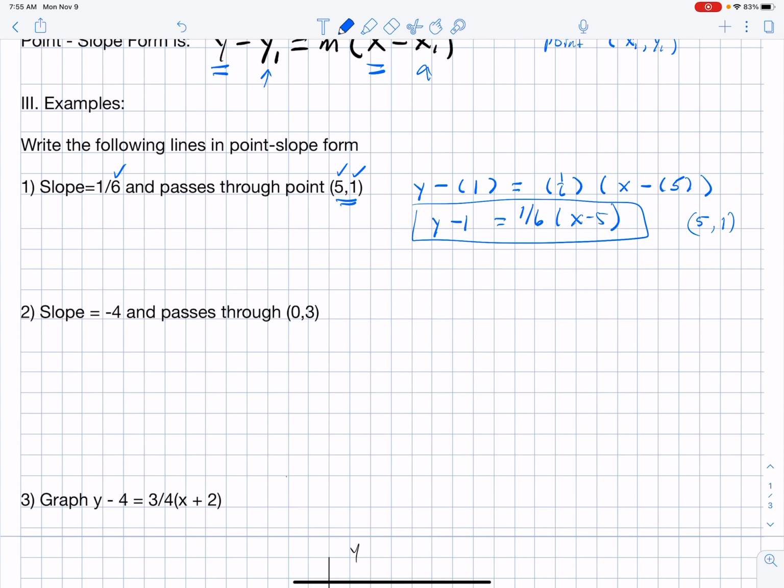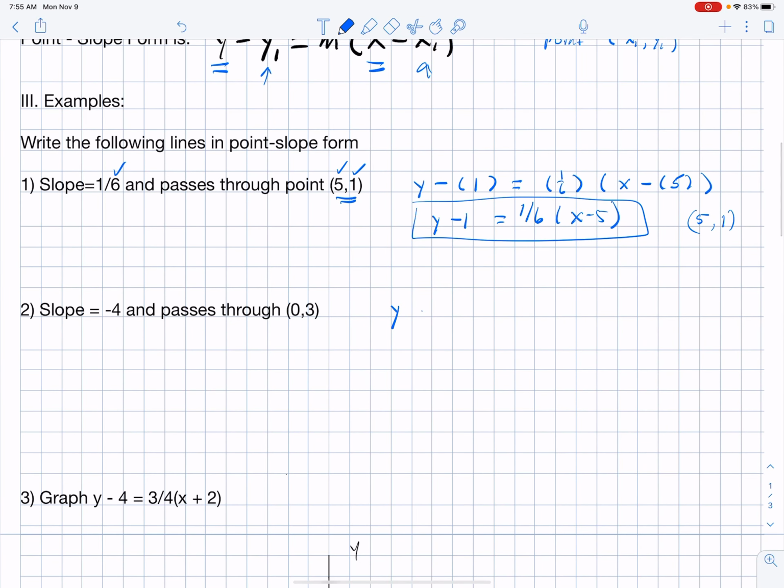to do the second one, we have a slope of -4 and it passes through 0, 3. We would say y minus the y-coordinate equals the slope times x minus the x-coordinate. So our y-coordinate is 3, our x-coordinate is 0, and our slope is, I just blew that. Hopefully you're saying, Mr. D, what are you doing? All right, I'm really blowing it. How about we do it the right way? Let's see, x minus our x-coordinate is 0, and our slope is -4.